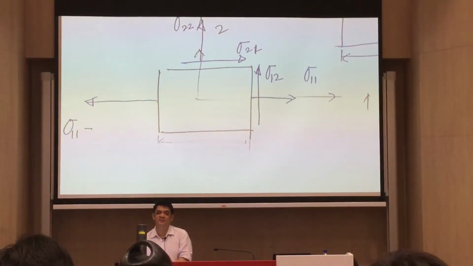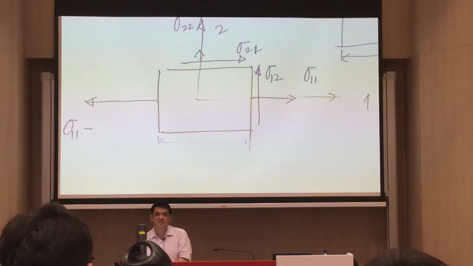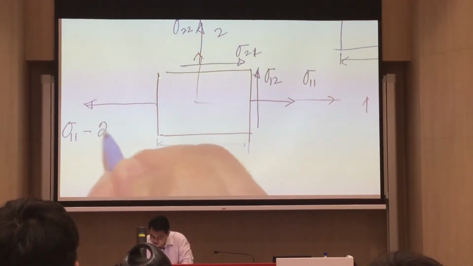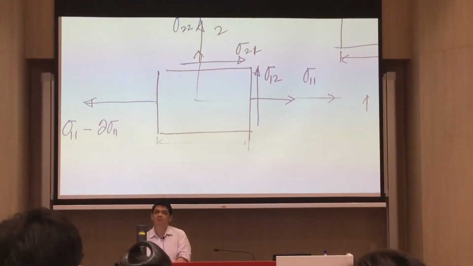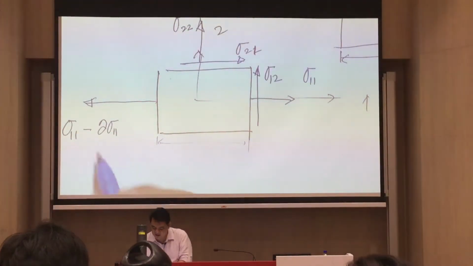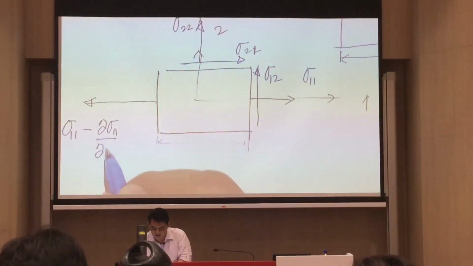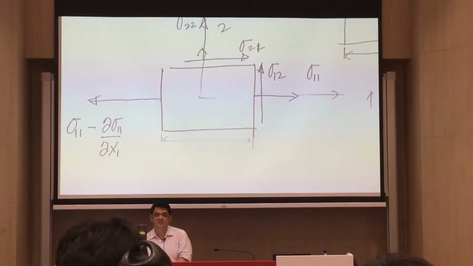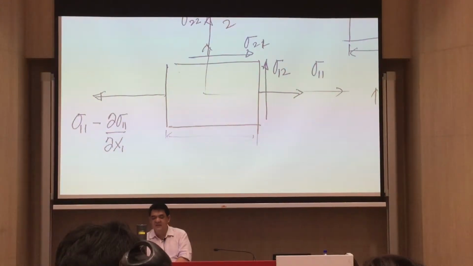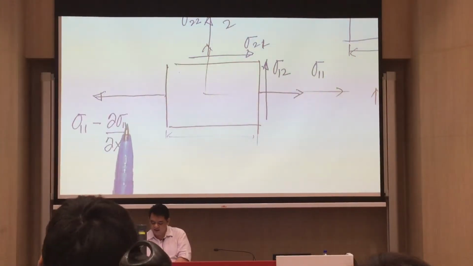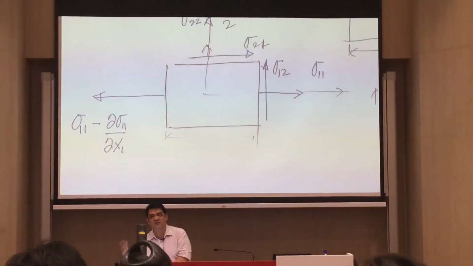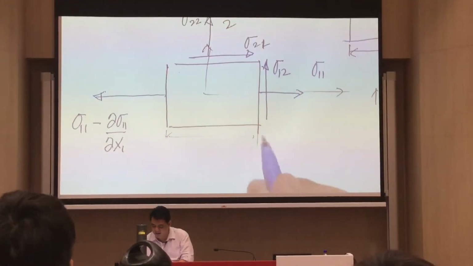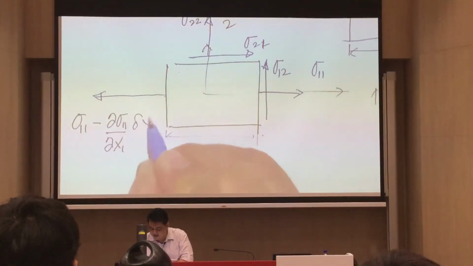So here we go. This one now is sigma 1,1 plus the change in the stress, partial derivative of sigma 1,1 with respect to x1. So this is a change. You have to multiply it by that distance to be able to determine the stress. So this one is stress with respect to x, stress divided by a distance. So you multiply by that distance, delta x1.